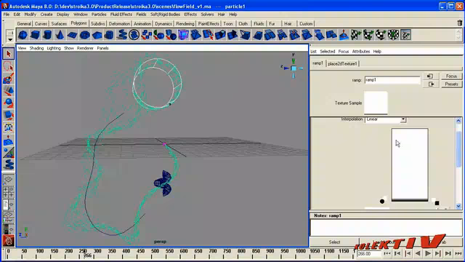So with this ramp, over here the U parameter is 0, so it's black, which means no attraction. Down here it's white, which means full attraction. So they're pulled in.